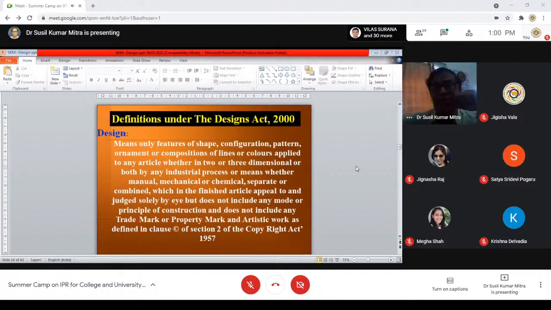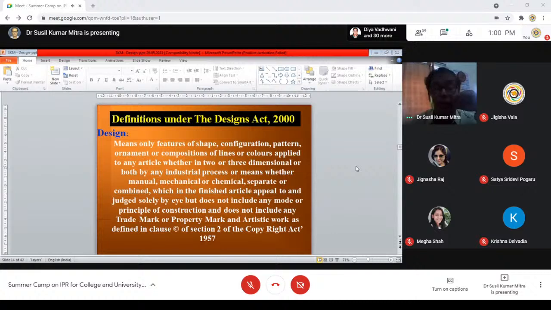It may be a bed sheet, a bedcloth, curtains, or a dress, or it can be in three-dimensional, by mechanical process, manual process, or both, chemical or separate or combined. But it should be judged, examined by the examiner of design, only by the eye. The eye is the only thing, and it should be judged by the eye whether it looks good or not.